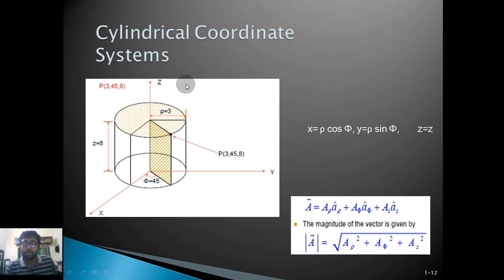Okay, so this is the transformation: x is equal to rho cos phi, y is equal to rho sin phi, and z is equal to z. We are going to describe how this equation and the other equations of the cylindrical coordinate system are derived in the next lecture.